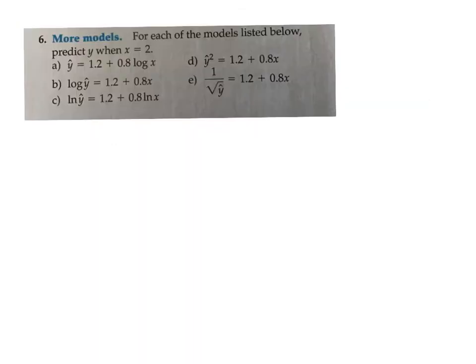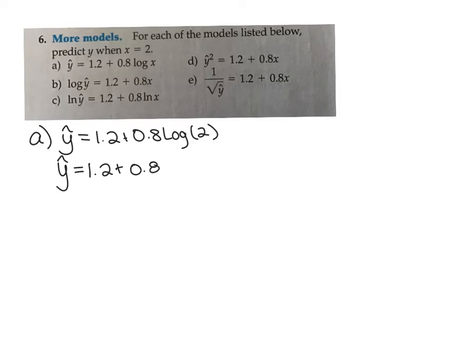Okay, so here's a little bit of algebra review. If we are looking to find y, the predicted y, when x equals 2, it's important that we remember how to solve log equations. So for a, it's y hat equals 1.2 plus 0.8 times the log of 2. Plug in the log 2 in your calculator, we get 0.301. And then when we multiply that, we get 1.2 plus 0.24, sorry.